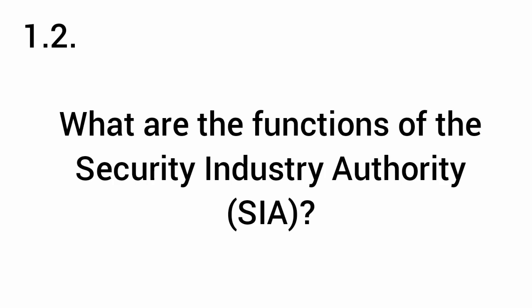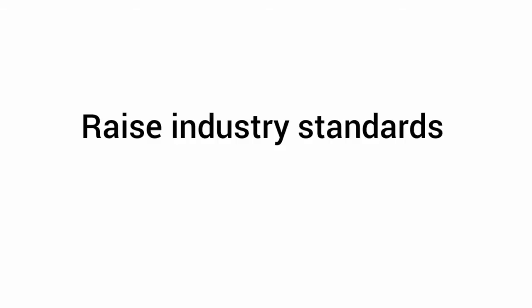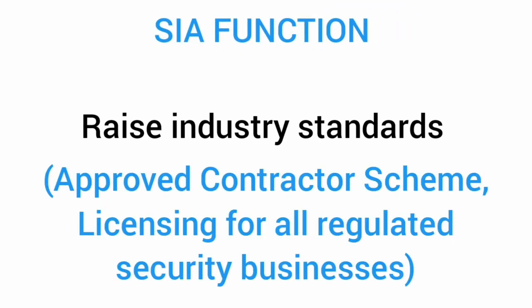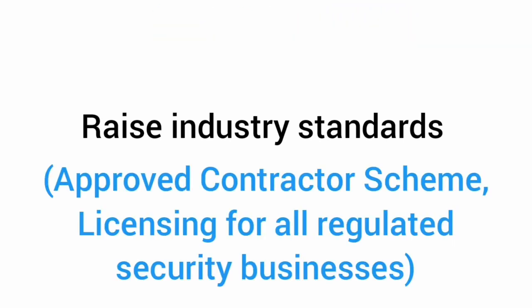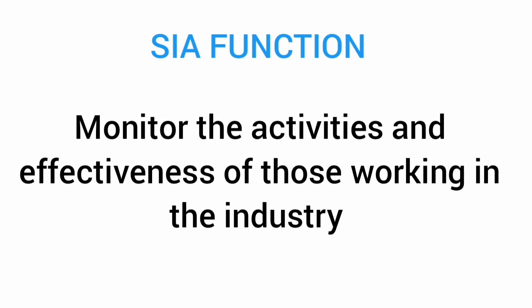Now let's take a look at the SIA. What are the functions of the Security Industry Authority? One of the functions of the SIA is to protect the public and to regulate the security industry. They do this via licensing and industry regulations. Another function of the SIA is to raise industry standards. They do this by the SIA approved contractor scheme and the licensing of all regulated security businesses. And the SIA also monitor the activities and effectiveness of those working in the private security industry.